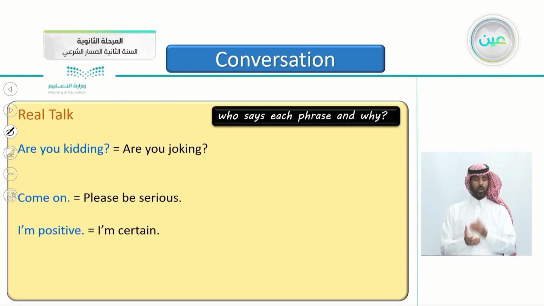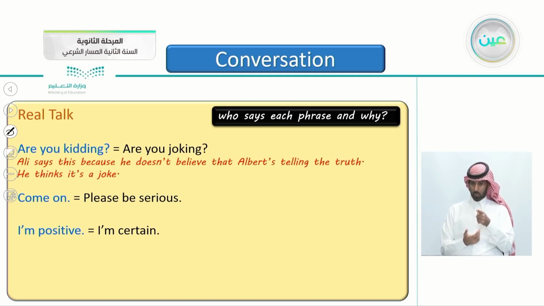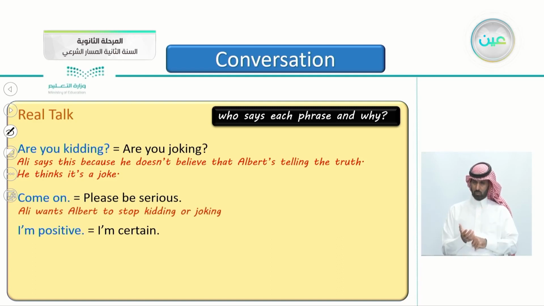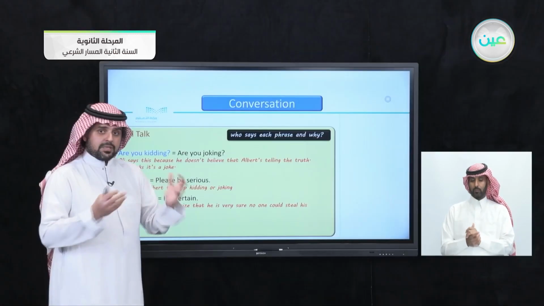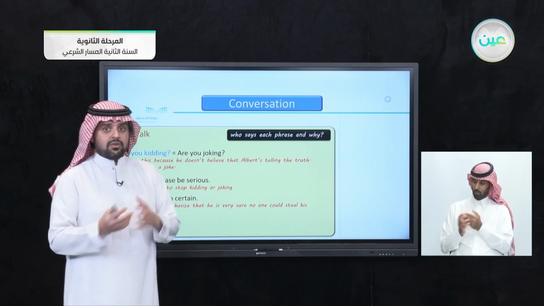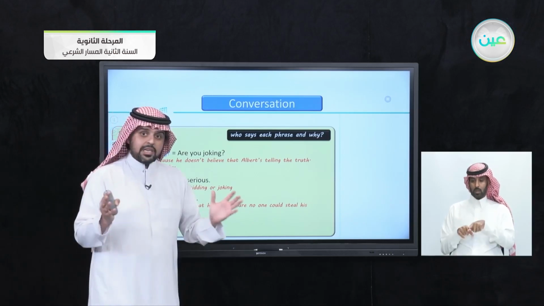Again, who says, are you kidding? Yes, Ali says this because he doesn't believe that Albert is telling the truth. He thinks it's a joke. Come on, who says come on here? Yes, Ali again. Ali wants Albert to stop joking. I'm positive, who says I'm positive and why? Yes, Ali says this to emphasize that he is very sure no one could steal his wallet that easily. But to his surprise, at the end, his wallet was stolen, of course by his friend when he bumped into him.